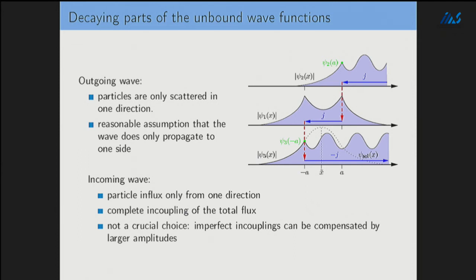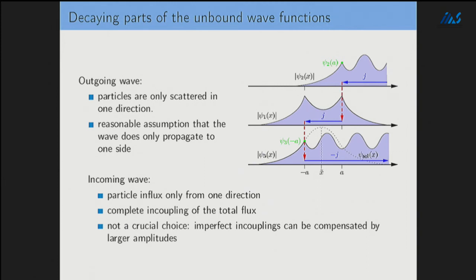For the incoming wave, this means that we have a total incoupling, so that all of this flux directly couples into the bound wave function. Of course, this is not necessarily fulfilled, and I think it also will be extremely hard to do so, but it simplifies the calculations here, and basically the effect is we need some amplitude here to fulfill all the conditions, and this amplitude can also be achieved by coming in with a larger amplitude if the incoupling is not perfect.